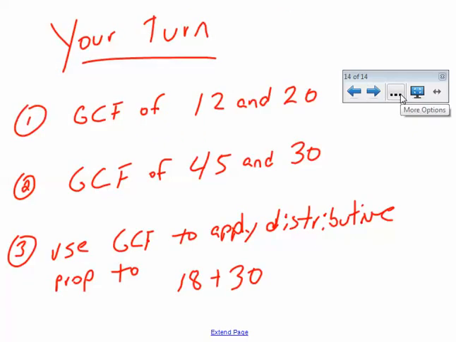All right, your turn. See if you can do these problems. Bring them in tomorrow. We'll talk about them, and we'll work a little bit further on this, and I will see you then.